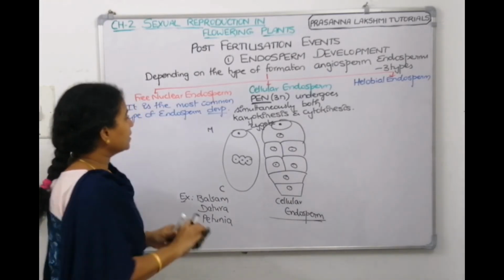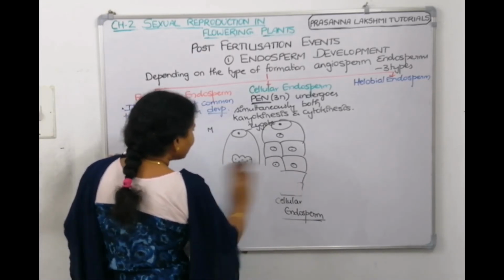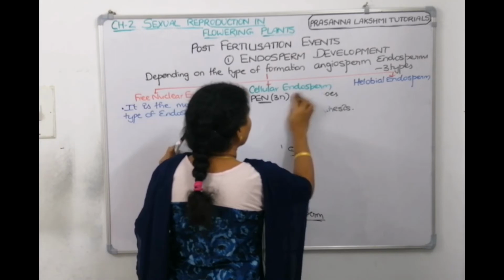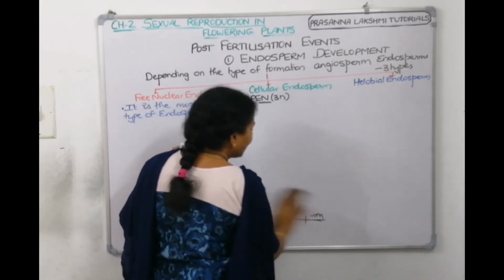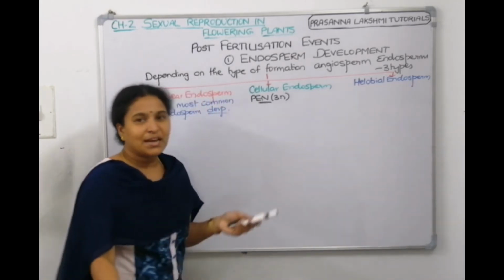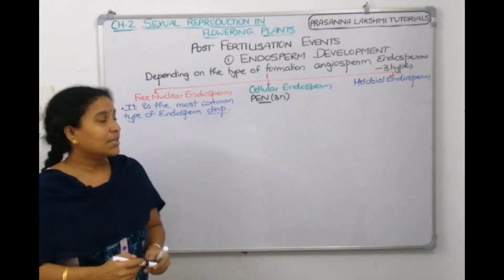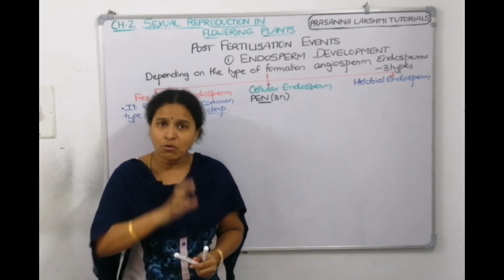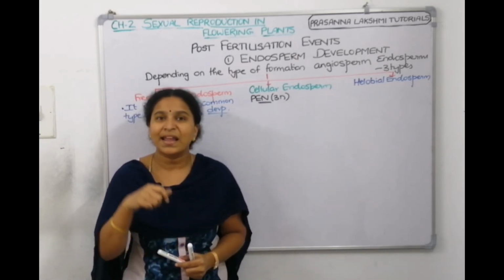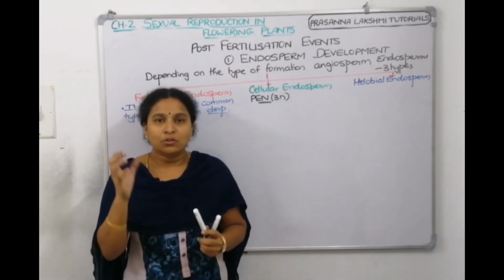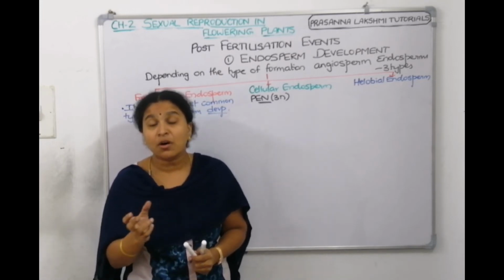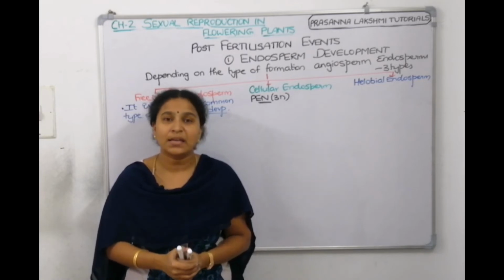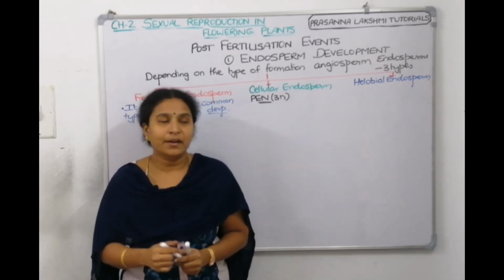Right? Now can I erase this? Now what is halobial? So this makes some sense: free nuclear means we can make out it is undergoing only nuclear divisions. Cellular also we can make out, it is doing cellular divisions, mitotic divisions. Then what is halobial endosperm? How did it get the name called halobial? In monocots, there is an order called Helobiales. So those plants which belong to the order Helobiales exhibit this type of endosperm formation. That's why it is called halobial endosperm formation.